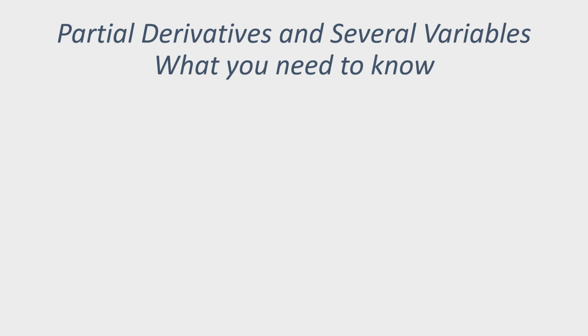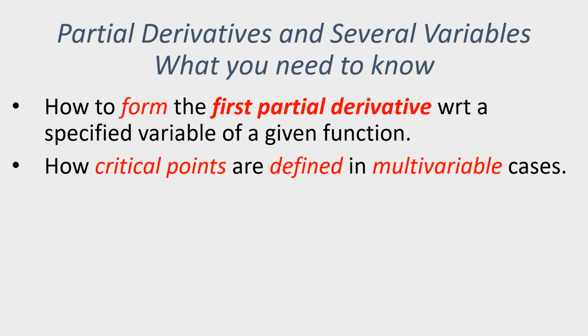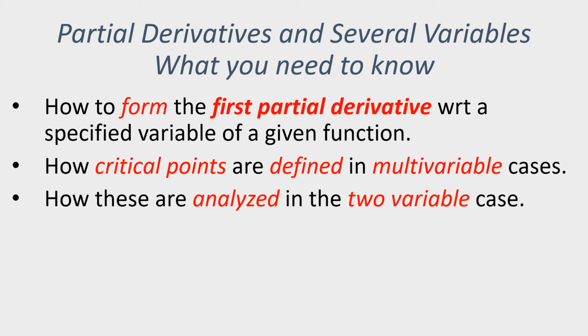I'm going to move on to partial derivatives. So this is multivariable functions. What do you need to know in that case? You need to know how to form the first partial derivative with respect to a specified variable. You need to know how we define critical points in the case of multivariable functions, and how to analyze those just in the two-variable case. The multivariable case, more than two variables, starts getting quite complicated.